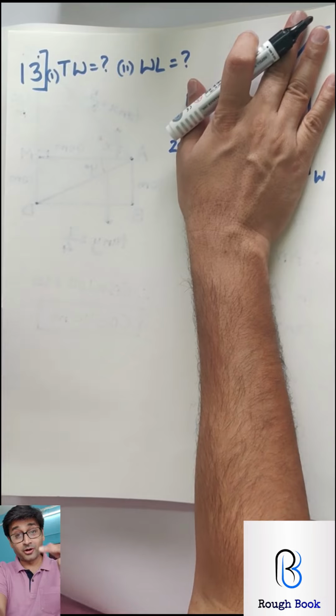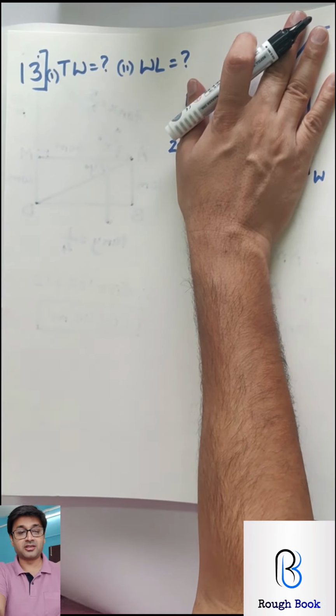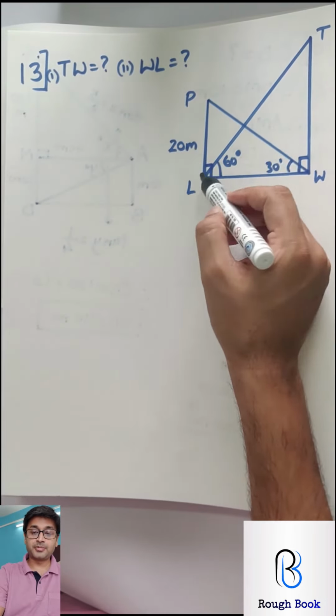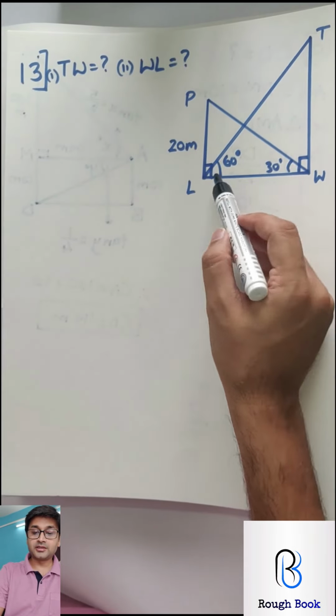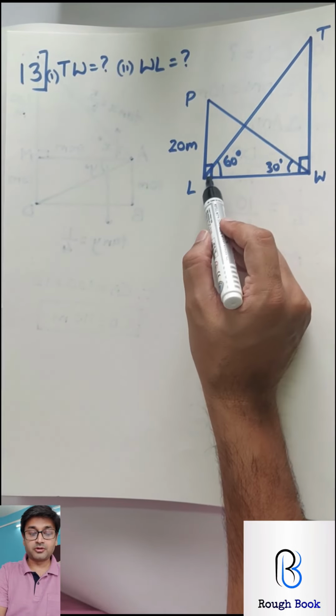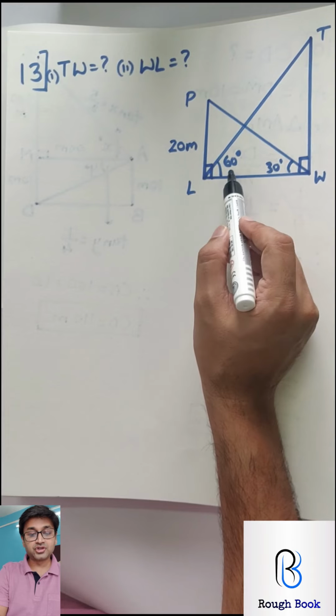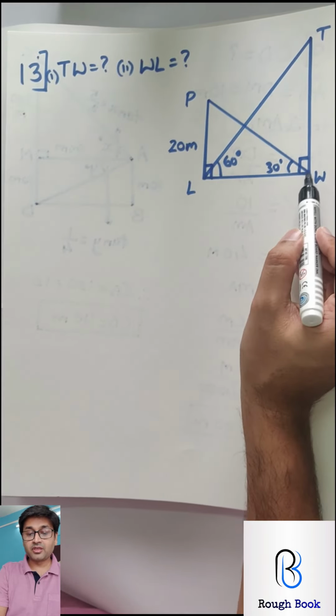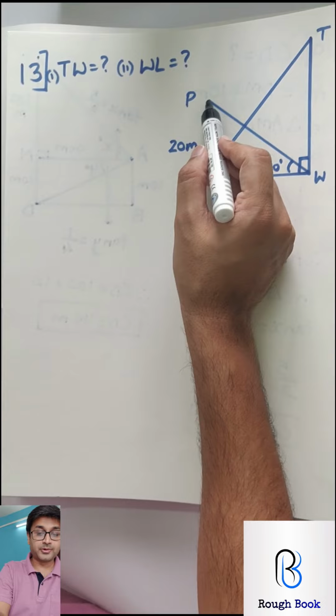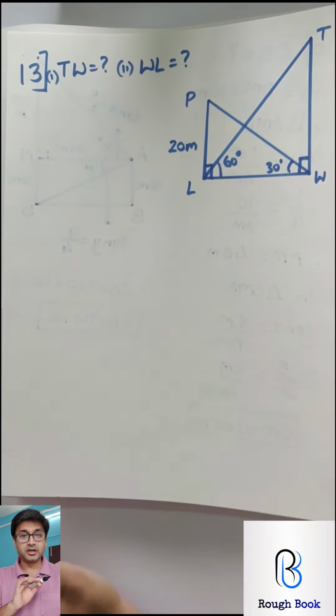No diagram. Come on your own. Get the diagram, read the question and then come back. So they say there is a pillar and a tower. When you look at the top of the tower from the bottom of the pillar, the angle of elevation is 60 degrees. And when seen from the bottom of the tower to the top of the pillar, the angle of elevation is 30. Lovely diagram.